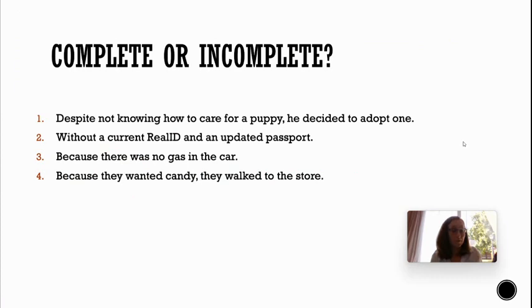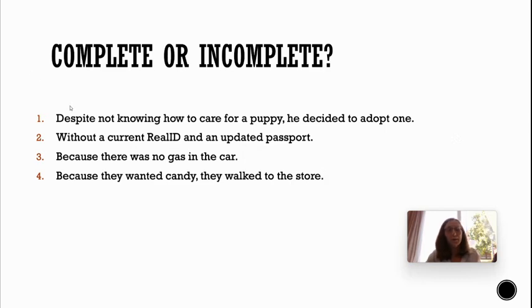Take a second to quiz yourself. Do you think each of these is complete or incomplete? In your notes, I would just write down 1 through 4 if I don't already have these in the notes, and then just write C or I next to them, and then test yourself. I'll give you the answers here in a little bit.